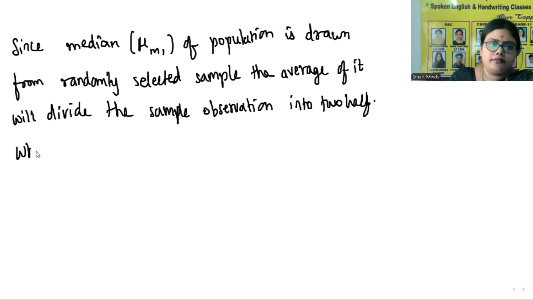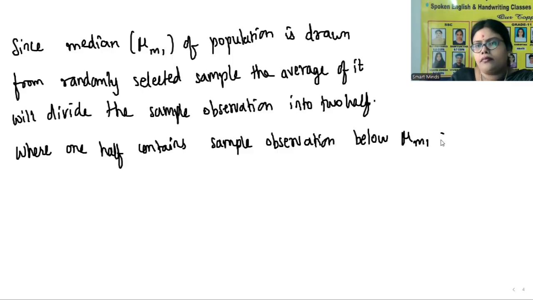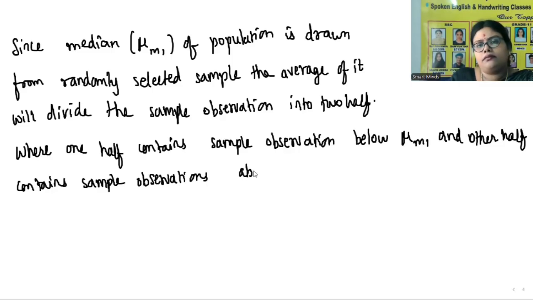where one half contains sample observation below mu m1 and other half contains sample observations above mu m.